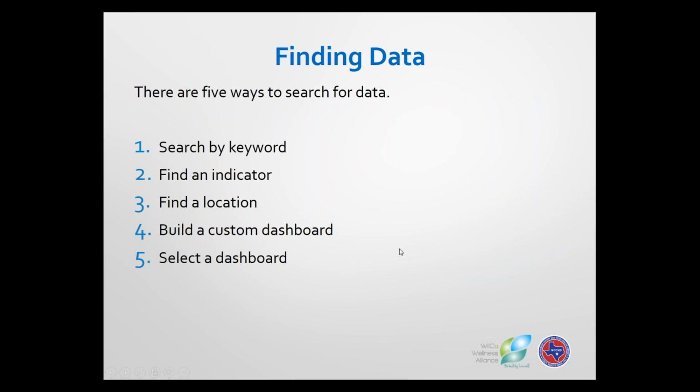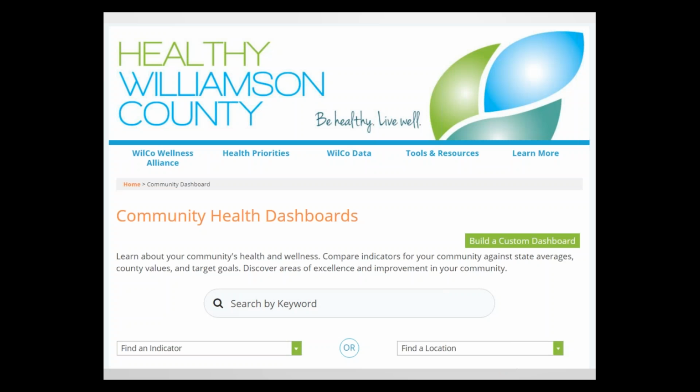And so there are 5 different ways to search for data on this website. You can either 1, search by keyword, 2, find an indicator, 3, find a location, 4, build a custom dashboard, and 5, select a dashboard. And so I'm just going to go through briefly how to do so.